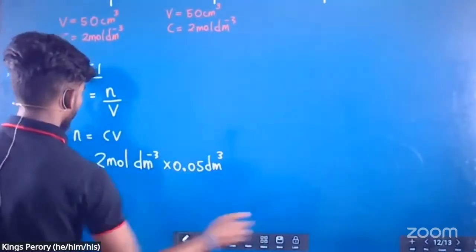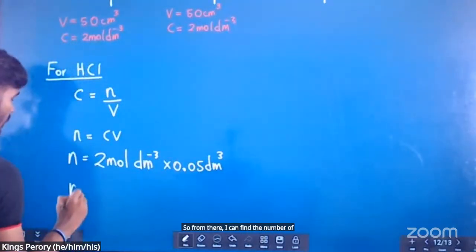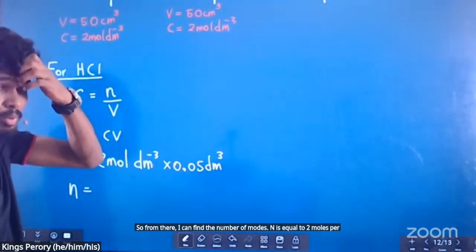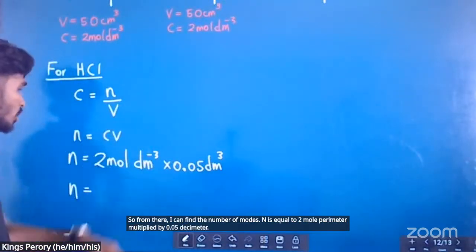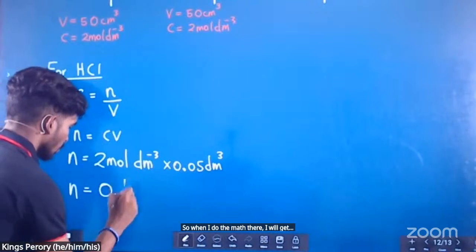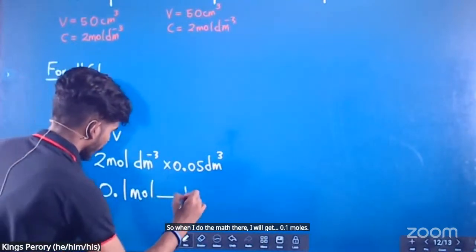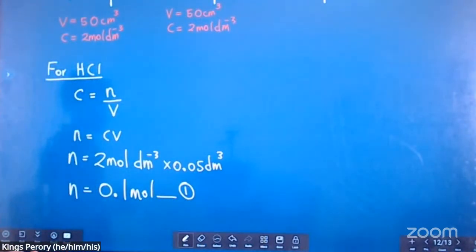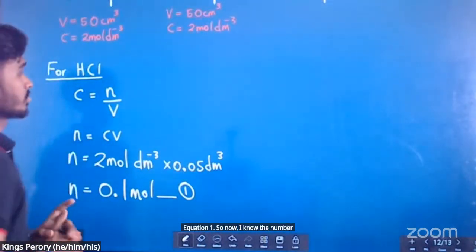So from there, I can find the number of moles. n is equal to 2 mole per decimeter cube multiplied by 0.05 decimeter cube. When I do the math there, I will get 0.1 moles. Equation 1. So now I know the number of moles of HCl.